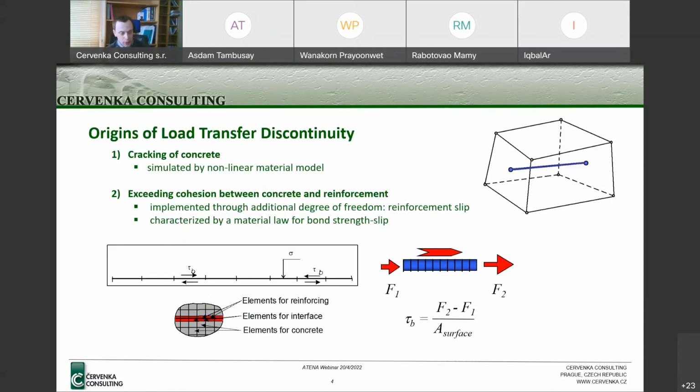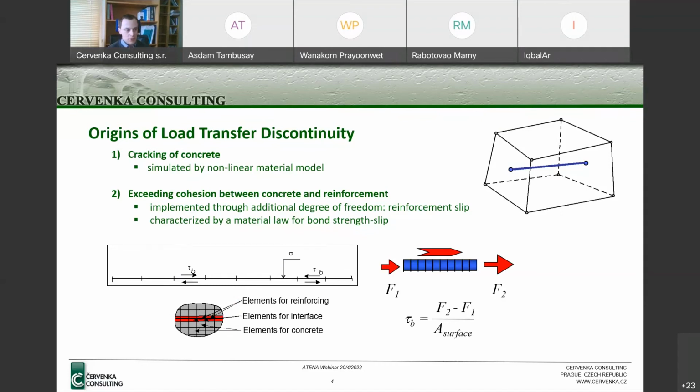So at the beginning, I would like to summarize briefly the reinforcement bond modeling in ATENA. Basically, there are two main cases in which the stress transfer between the steel and the surrounding concrete can be disturbed. The first one is the cracking of concrete itself. If you use the nonlinear material model in ATENA, this is always present in the model, and if the concrete cracks, there is not perfect transfer of stress from concrete to the steel reinforcement.